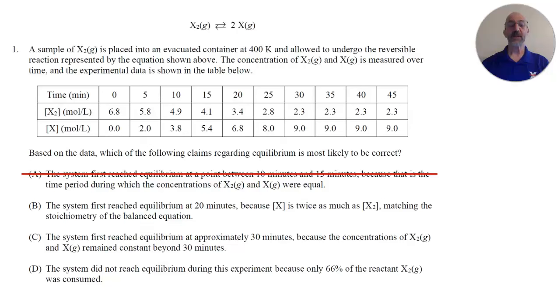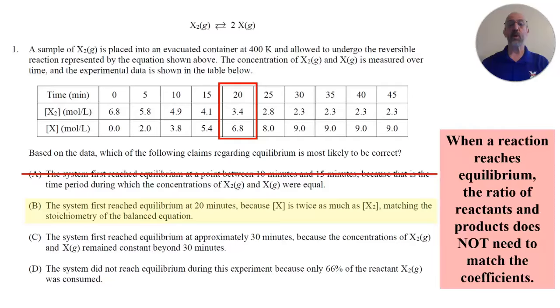Now, moving on to choice B, it says that the system first reached equilibrium at a time of 20 minutes, because at that point, the concentration of X, the product, is twice as much as the concentration of X2, the reactant, matching the stoichiometry of the balanced equation. We do see that there is a 2-to-1 ratio of X to X2 in the balanced equation, but when a reaction reaches equilibrium, the ratio of the reactants and the products does not need to match the ratio of the coefficients. So we can eliminate choice B.